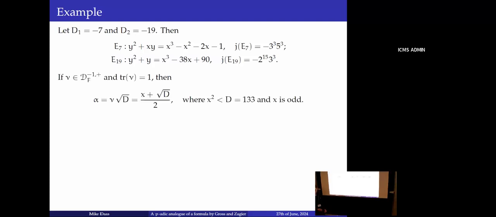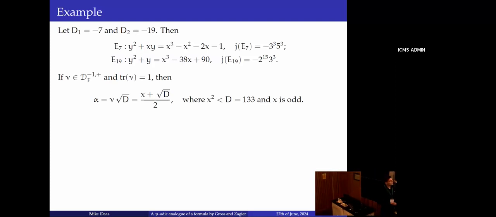So those are actually special cases, right? Because you should think of j of E7 as j of E7 minus j of 0. That's right, yeah, because 0 is also a singular modulus. Yeah, that's right.